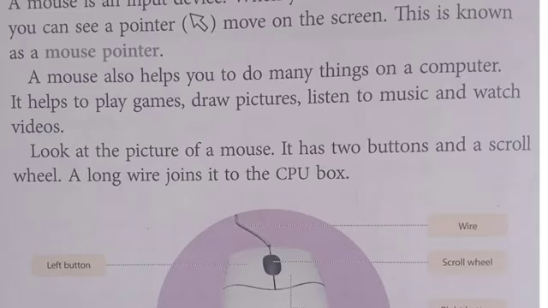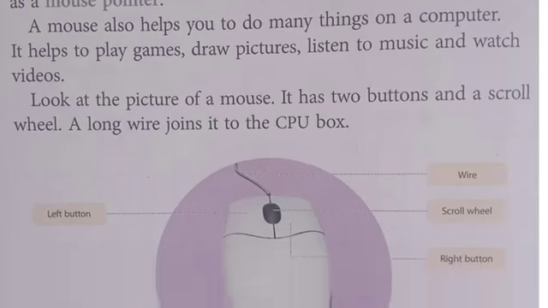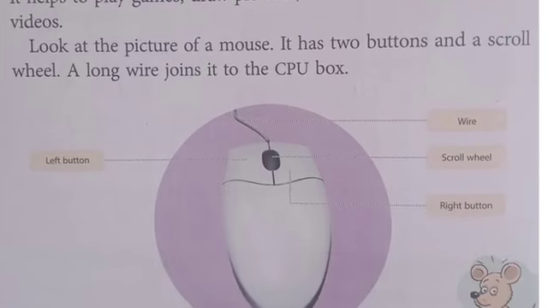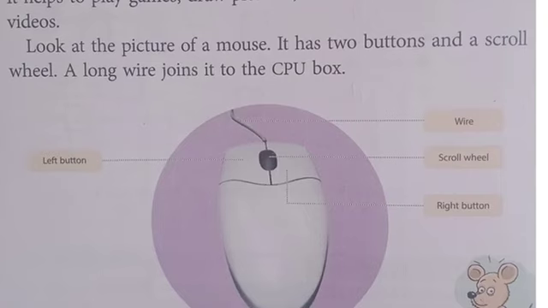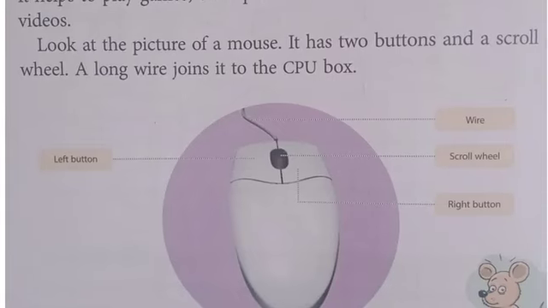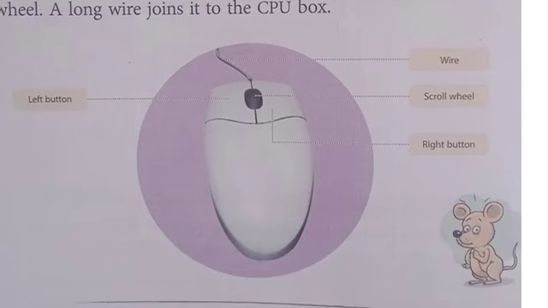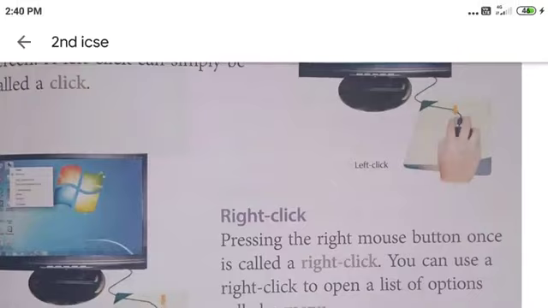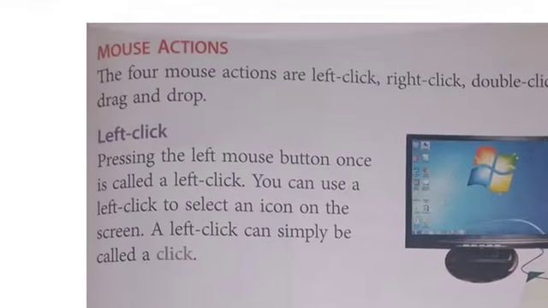Now you can see in this picture of a mouse, it has two buttons and a scroll wheel. A long wire joins the CPU and the mouse. You can see there is a left button, a right button, and in between there is a scroll wheel. So there are two buttons and one scroll wheel. We will see one by one which button helps in which way.